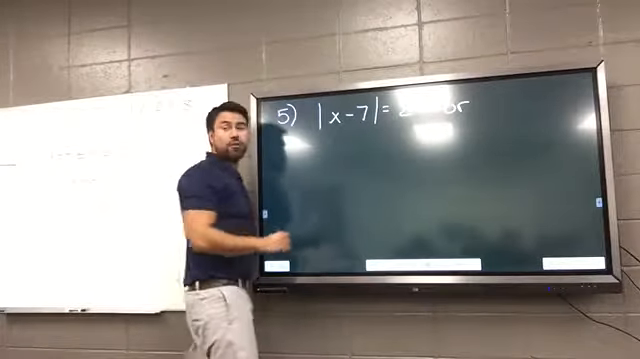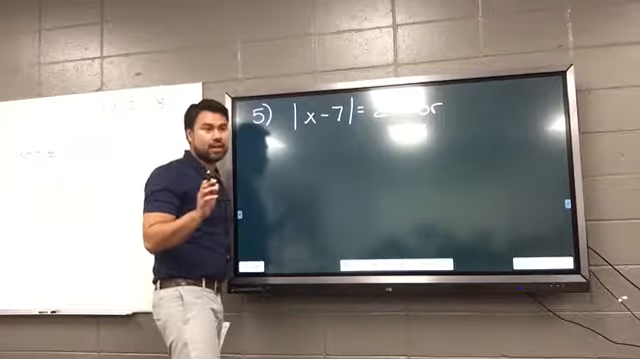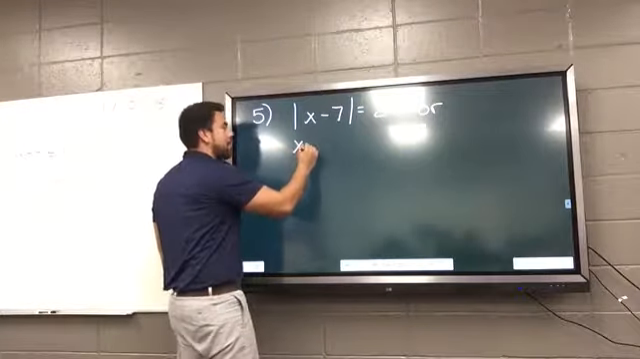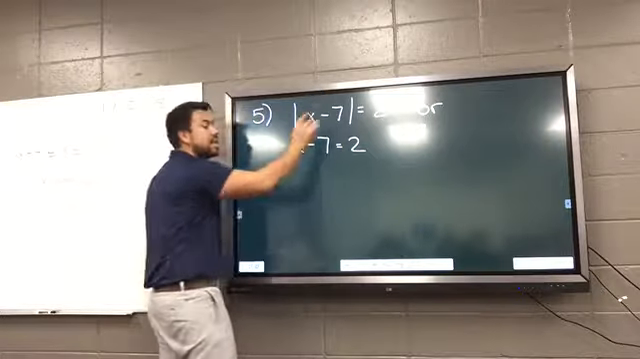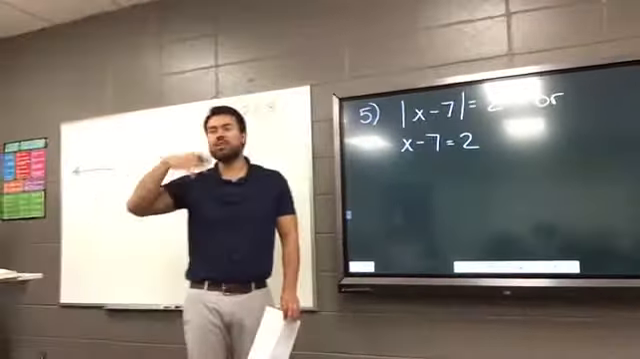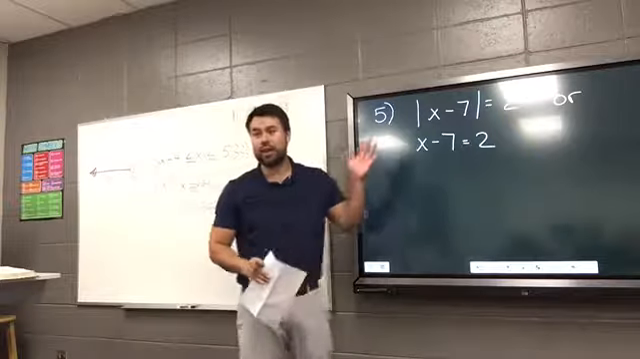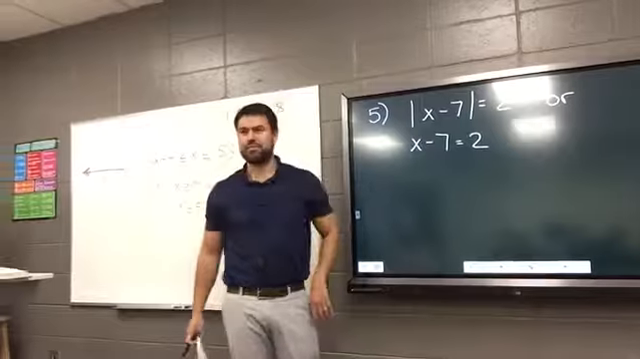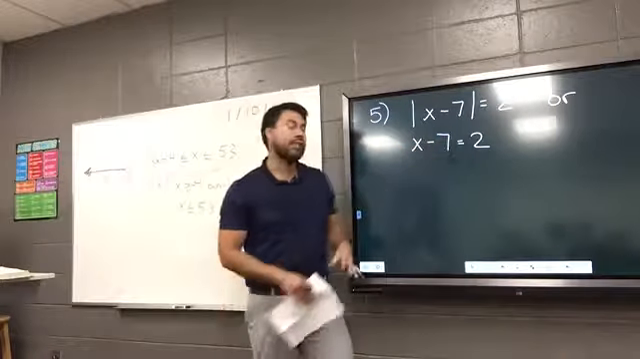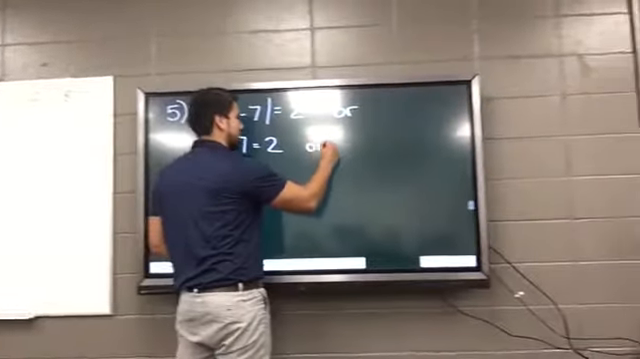Okay, the first one, ready guys? It's very easy to write. x minus 7 is equal to 2. So what's my process? All I had to do was drop those absolute value signs. They're gone. Isn't that all I did here? And then I write the word or, which is the next step.